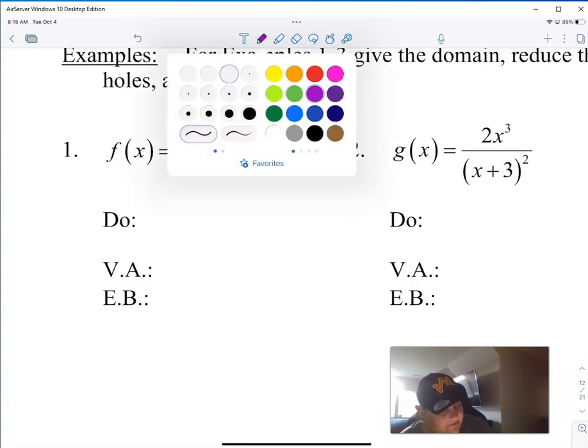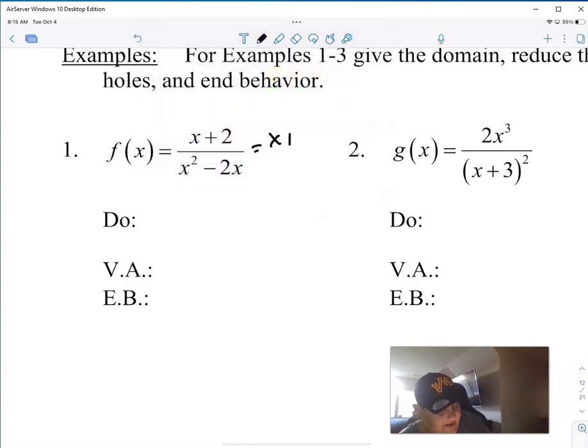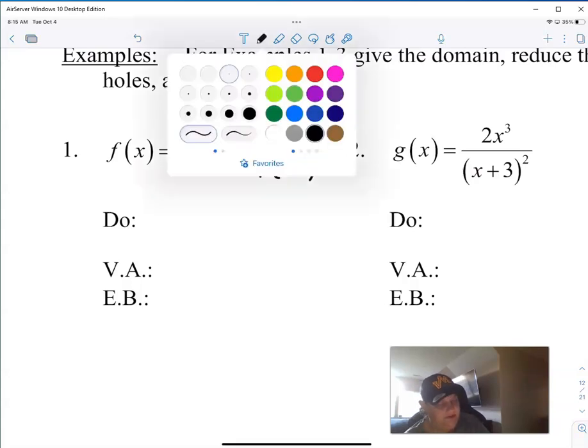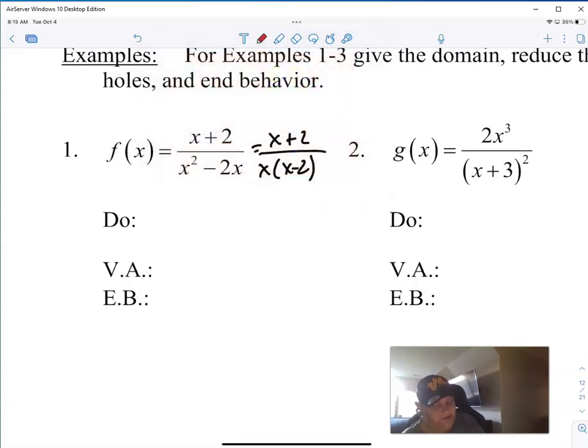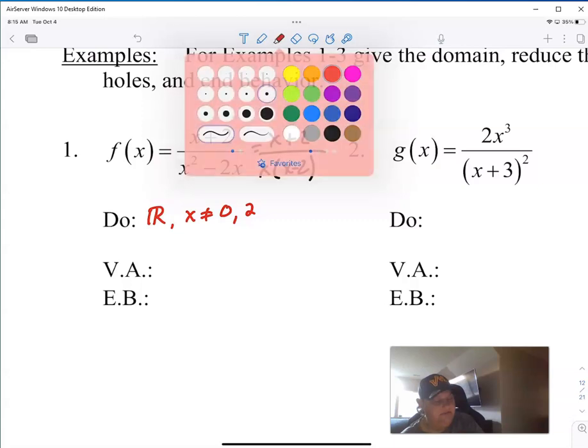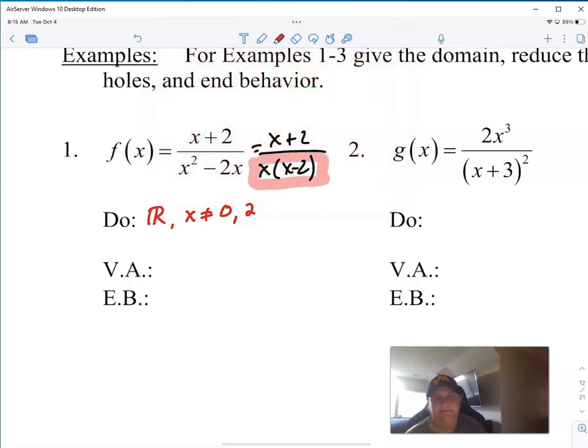Okay, here's how we reduce this, guys. We go ahead and factor it out. Nothing crosses out, okay? Let's go through our stuff. Our domain, all real numbers except x not equal to 2. Now, since nothing crosses off, those are my vertical asymptotes.